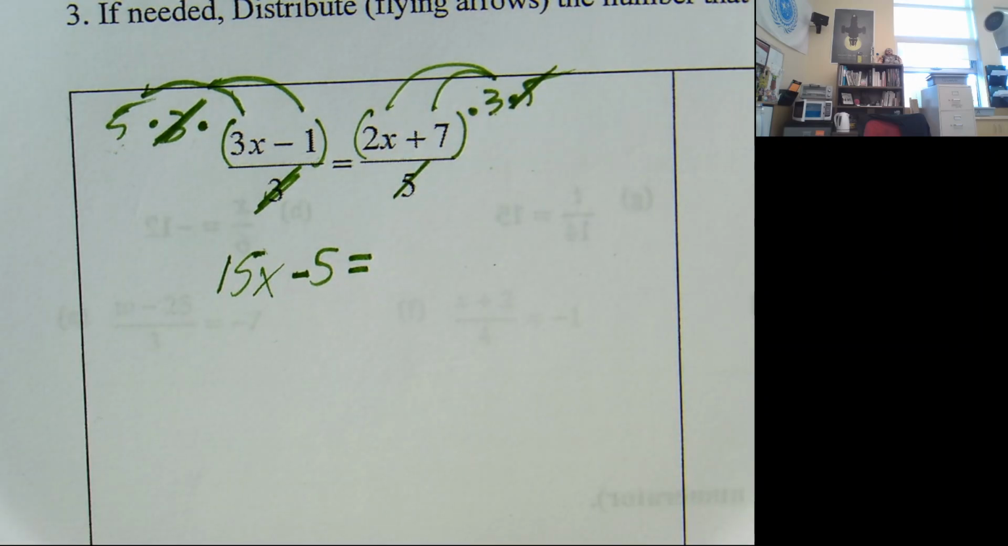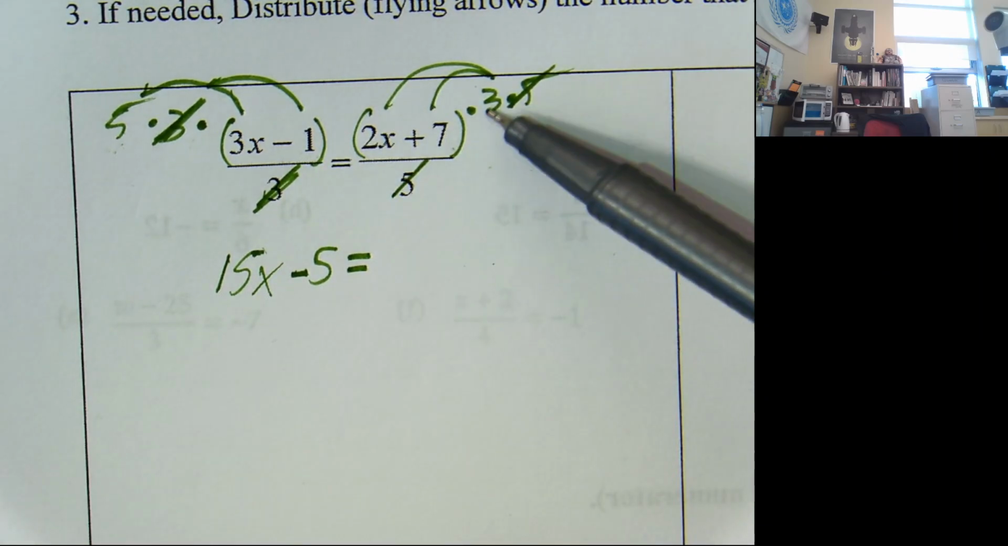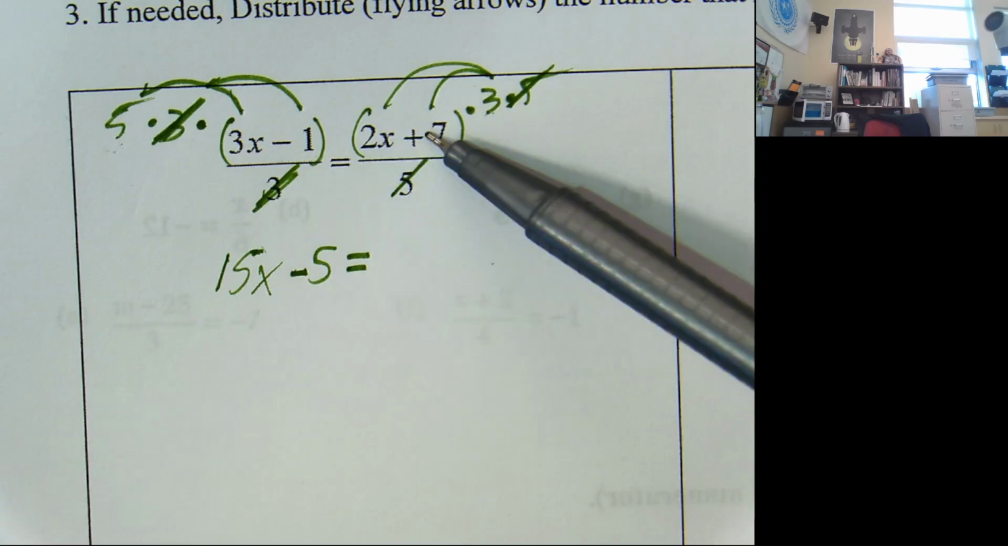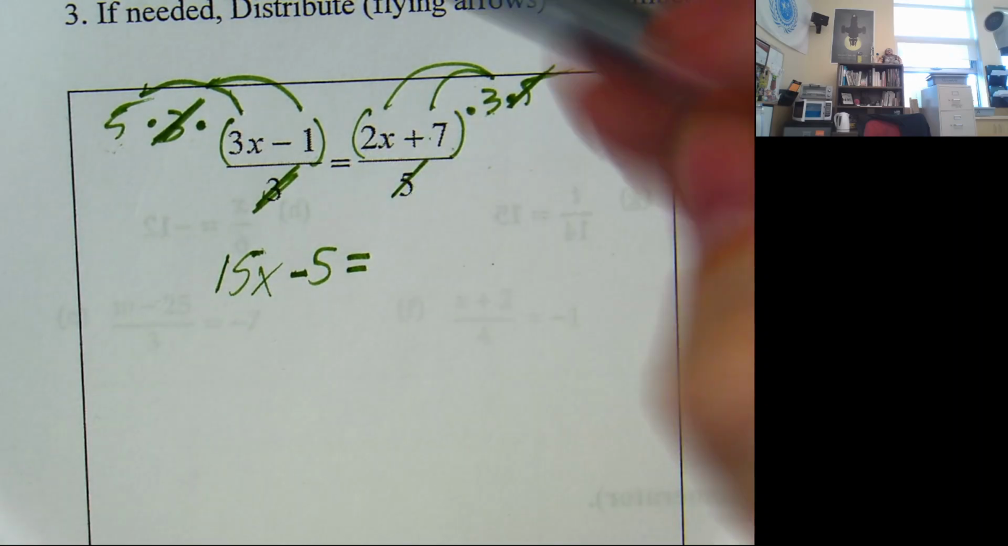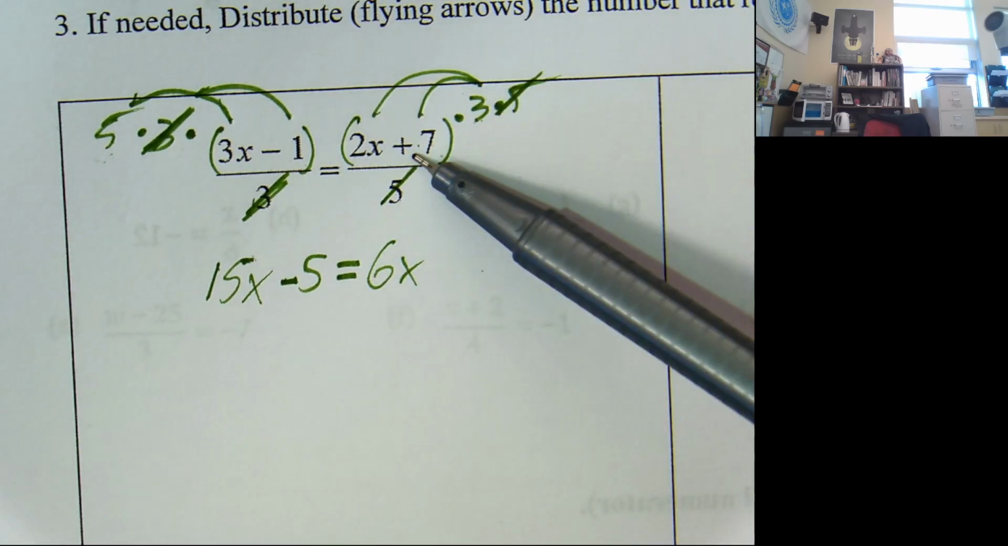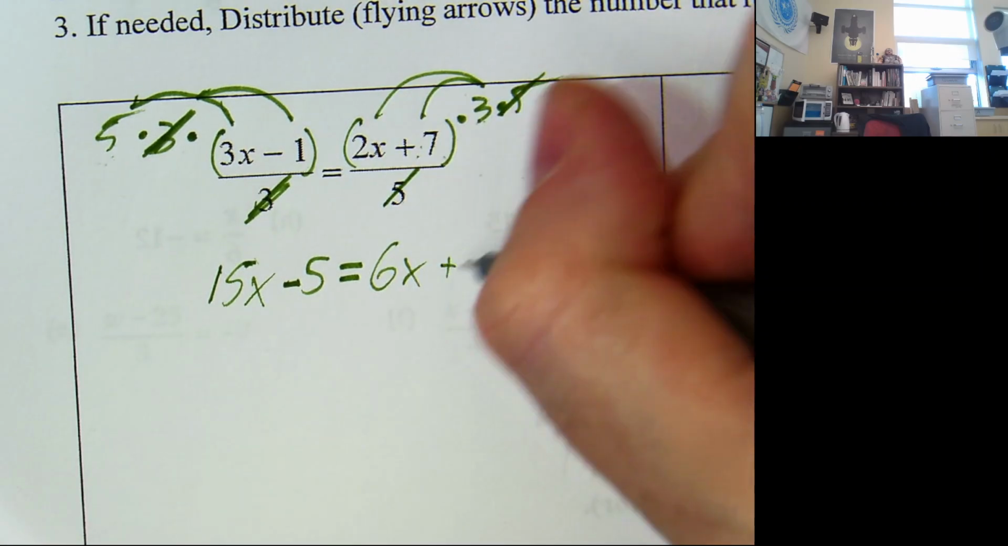The left-hand side is done. The right-hand side is, I've got a 2x plus 7 multiplied by this piece here. So this guy needs to get distributed onto both pieces here. 3 times 2x is 6x, and 3 times positive 7 is positive 21.